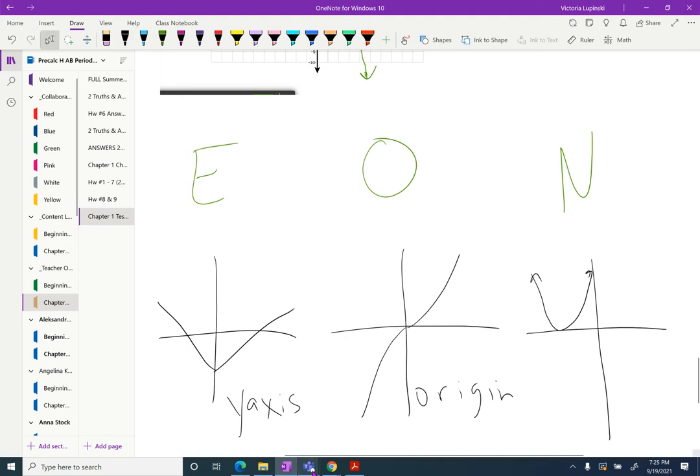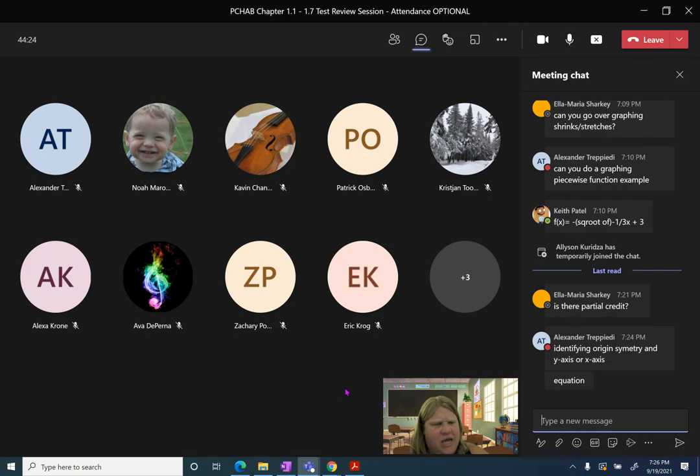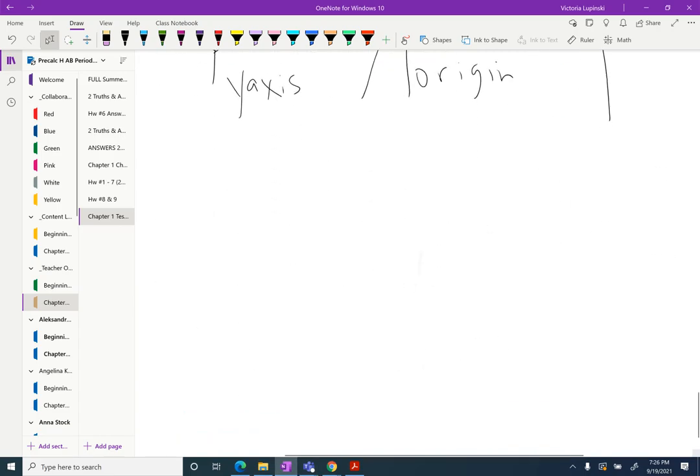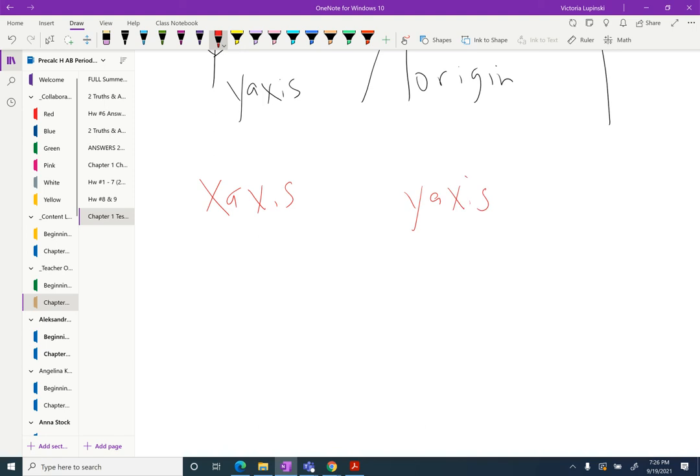If you're talking about finding symmetry from an equation, there are 3 different tests. There's a test for x-axis symmetry, there's a test for y-axis symmetry, and there's a test for origin symmetry. So the tests are as follows. If you're trying to test for x-axis symmetry, leave the x alone, but make the y negative. If you're trying to do y-axis symmetry, make the x negative. If you're trying to do origin symmetry, you're going to make them both negative.